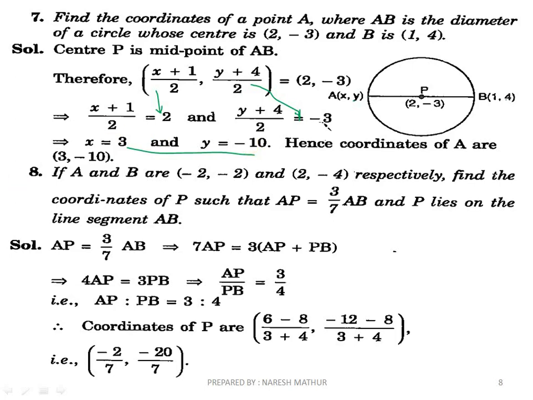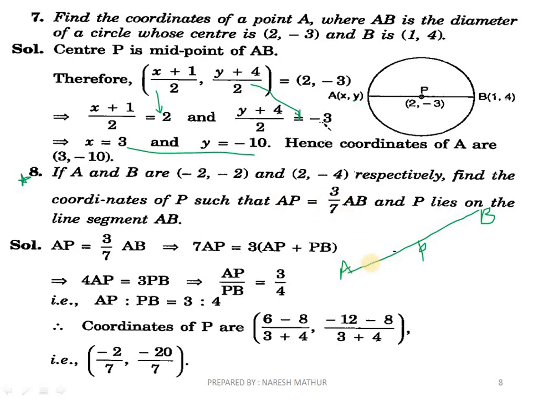Next question. This one is again an important one. See here, A and B are (2, -2) and (2, -4). Suppose this one is A and this one is B. Alright. Find the coordinates of point P such that AP equals 3/7 AB and P lies on the line segment AB. Let's say the point P is here. What we are given: AP equals 3/7 of AB.